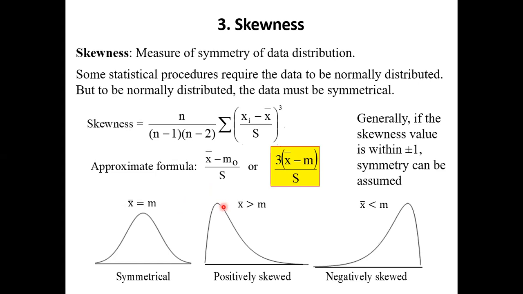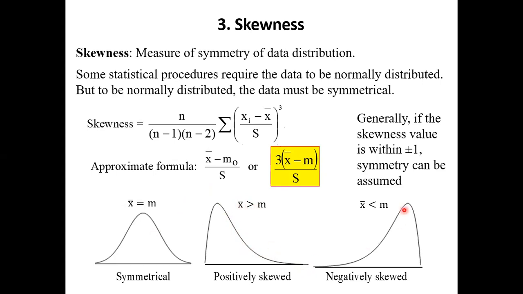Look at the next one. When x bar is very much bigger than m, let's say x bar is 100, m is 30, 100 minus 30 will be very big, positive. So we say positively skewed data, when the mean is more than the median.